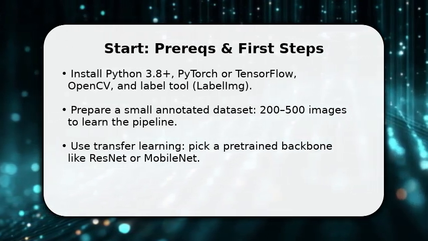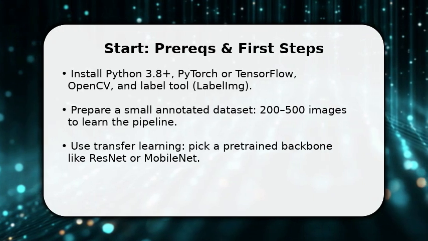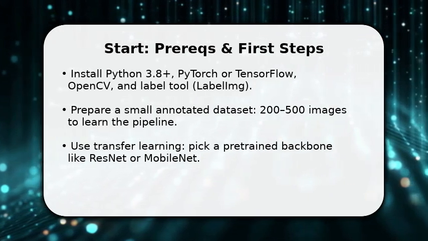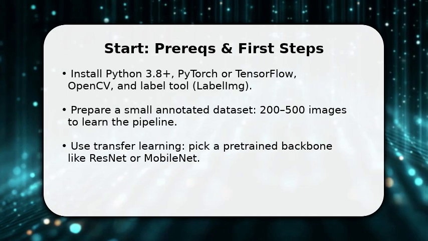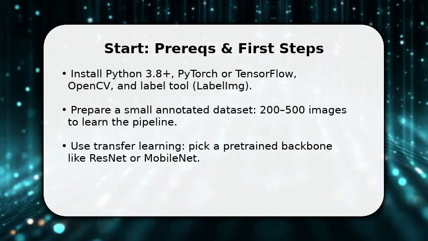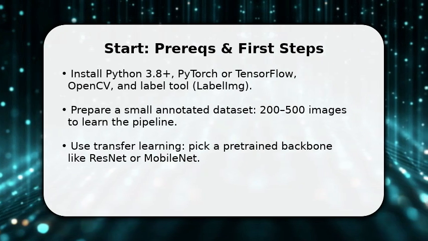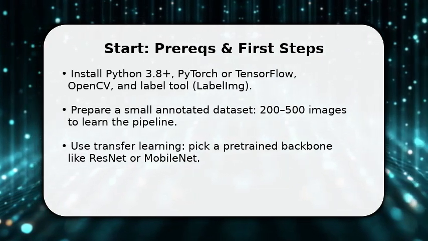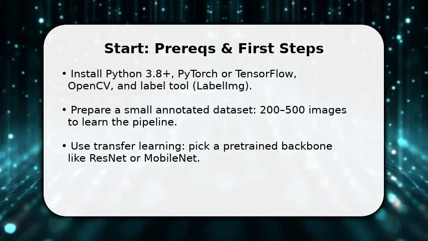Choose a pre-trained backbone such as ResNet or MobileNet to avoid training from scratch and set up a minimal training script. Once done, run one short training pass to verify data loading, augmentation, and that losses decrease. This confirms the pipeline works.